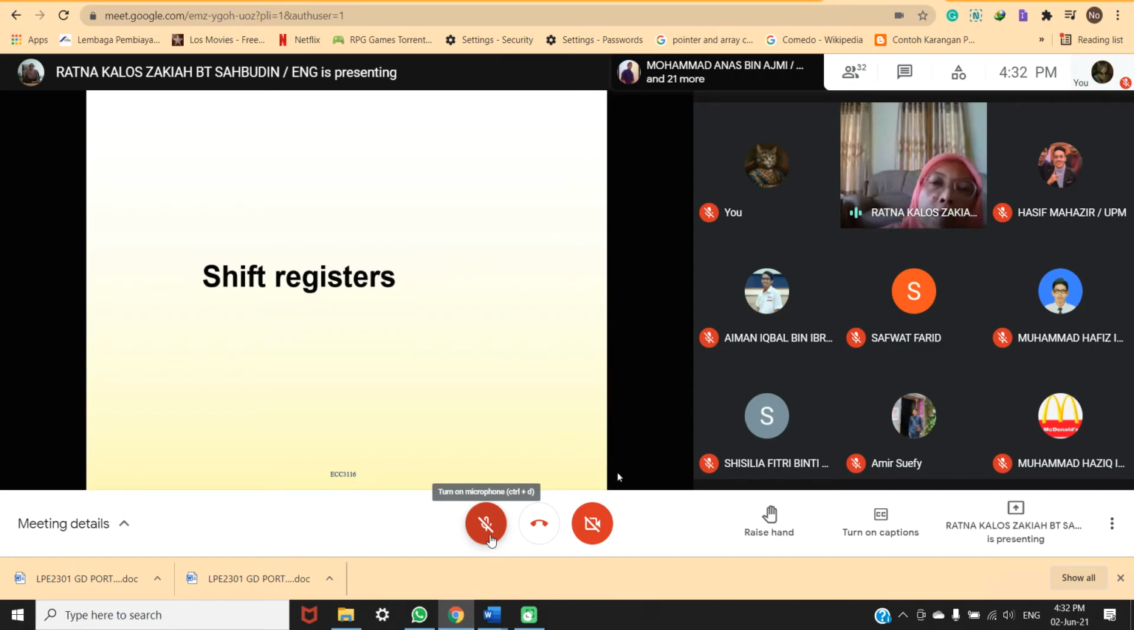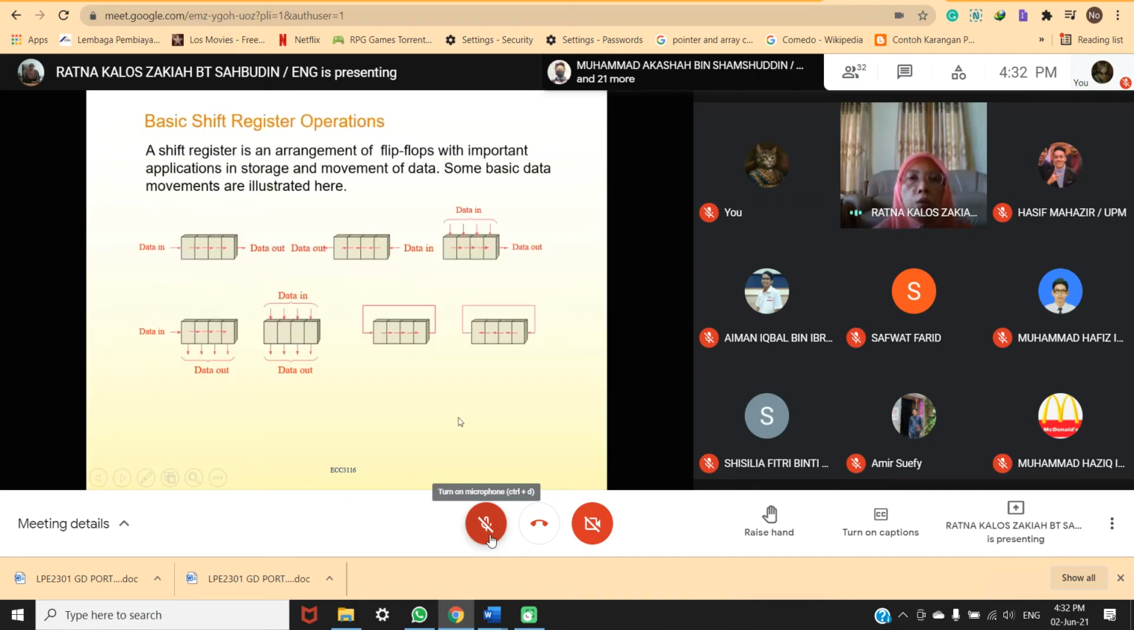Okay, now shift registers. Basic shift register operation. You see the arrangement here. A shift register is an arrangement of flip-flops. This refers to the flip-flops, all these boxes here, with important applications in storage and movement of data. Some basic data movements are illustrated here. There are a few examples.